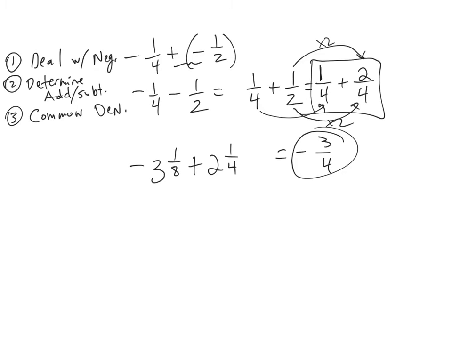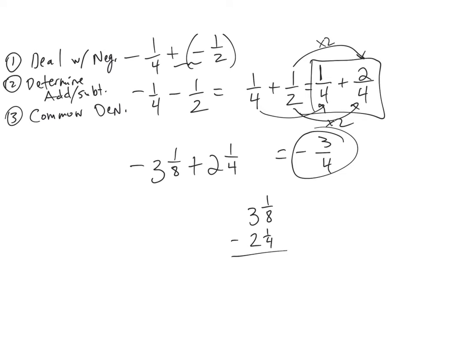First of all, I'm going to deal with the negative. I'm going to determine whether it's adding or subtracting. These are different signs, right? This one is negative, this one is positive. So they are different signs, so I'm going to subtract the two numbers and keep the sign of the bigger number. The bigger number is negative, so I already know I'm going to have a negative number. Now, this is when I do my stacking: 3 1/8 minus 2 1/4.